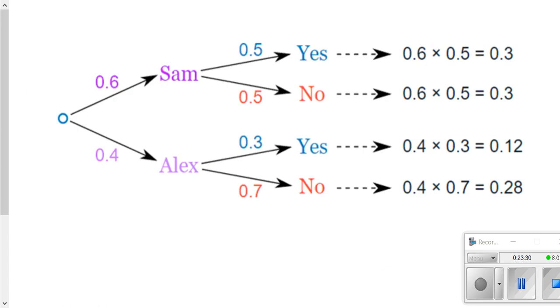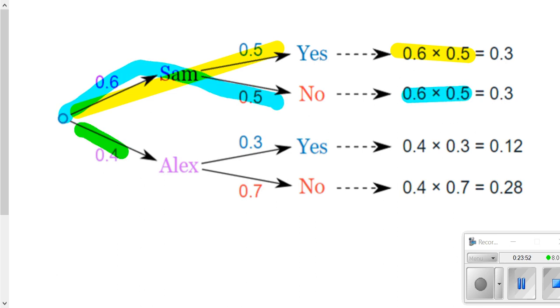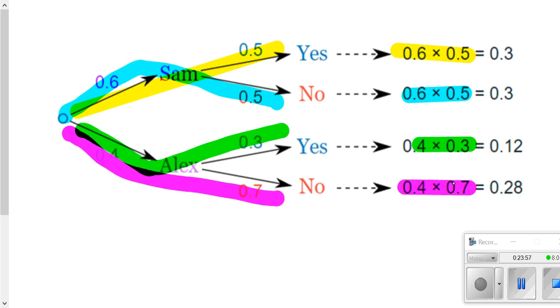So here's a nice tidy version of what I just drew. And then you can see over here, what you do is you just multiply. This happens and this happens. The word and in probability means to multiply. And I can do that for the next branch, and for the next set of branches, and for the next set of branches. If I multiply that out, I will get the probability of each combination.